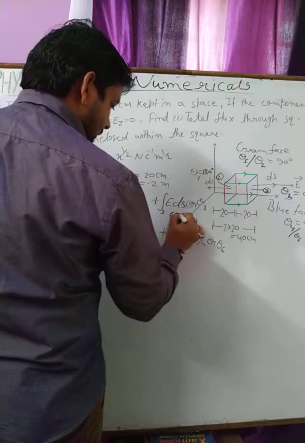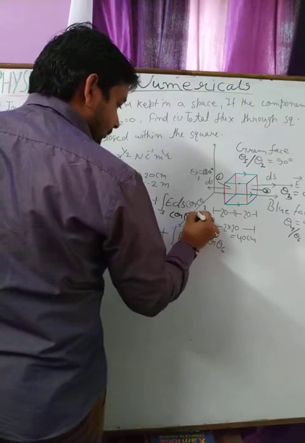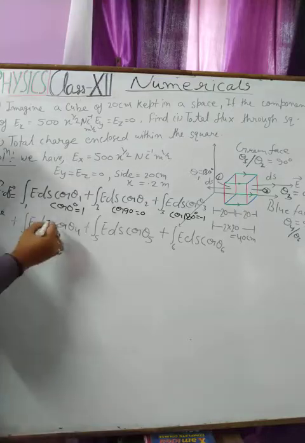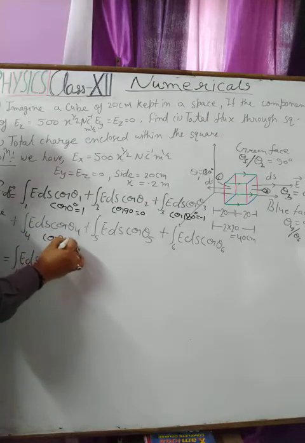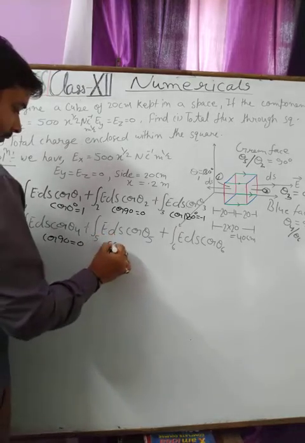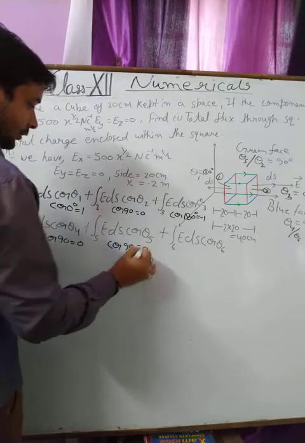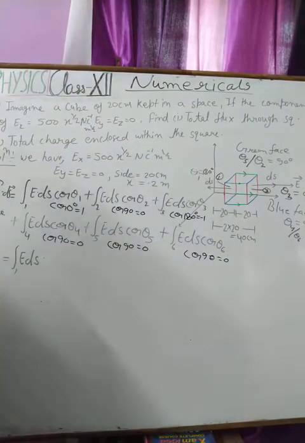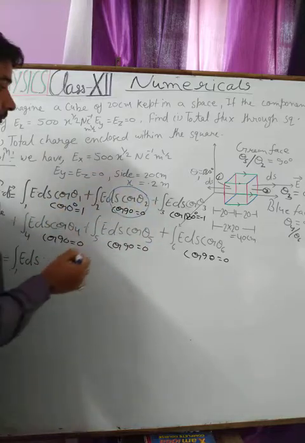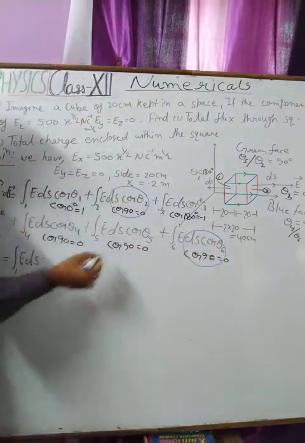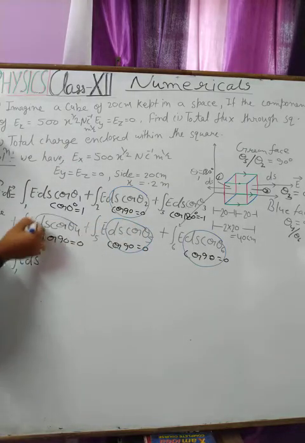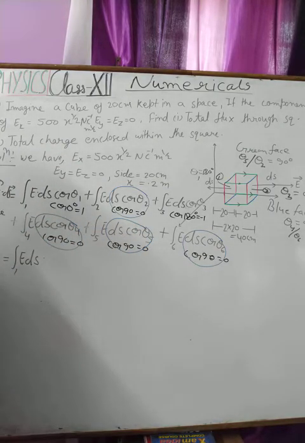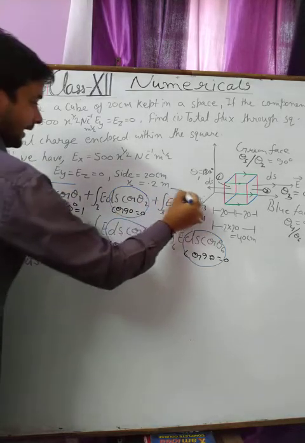For cos 180 degrees the result is -1. Cos 90 again we get 0, cos 90 we get 0, and here also cos 90 we have 0. So student, we are observing here that this value becomes 0, this value becomes 0, this value also becomes 0, and this value also becomes 0. So we have two results, one is this and second is this.